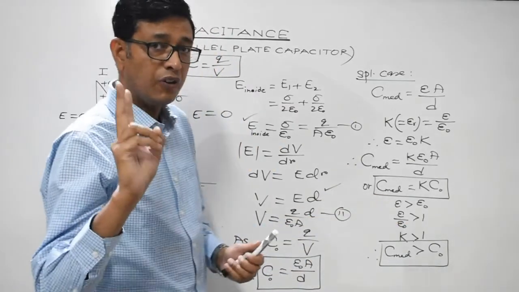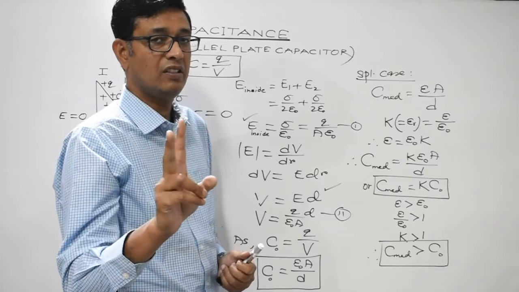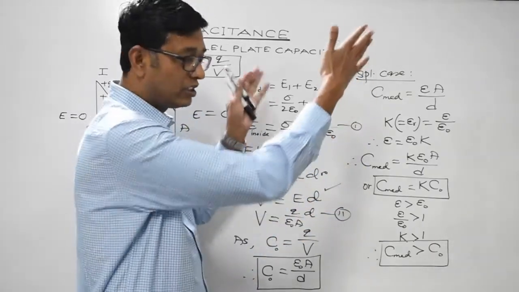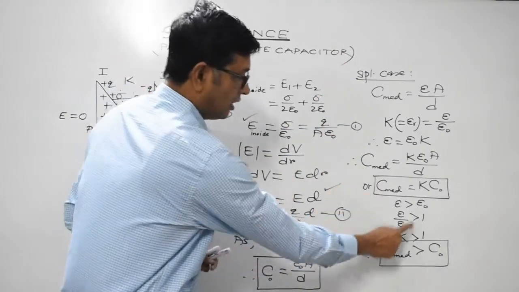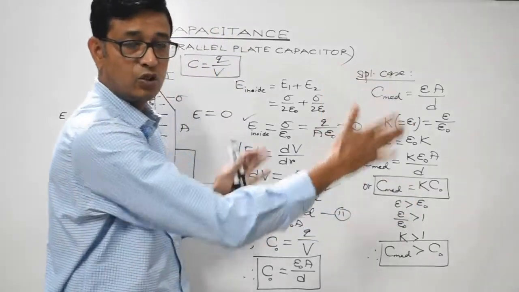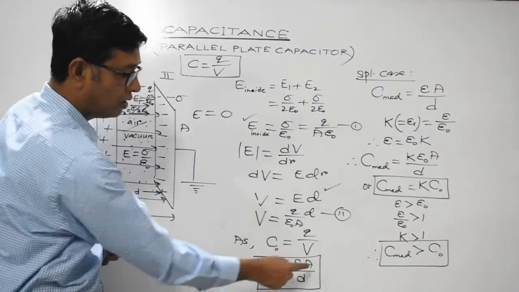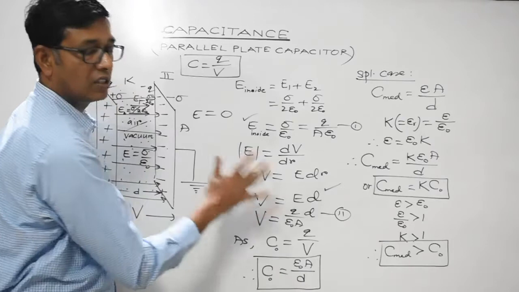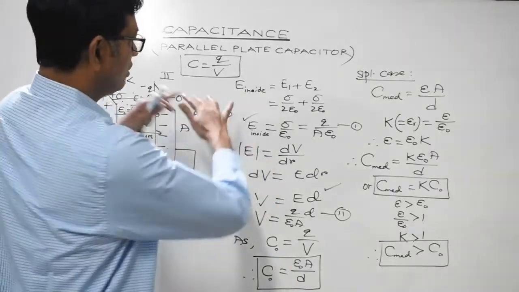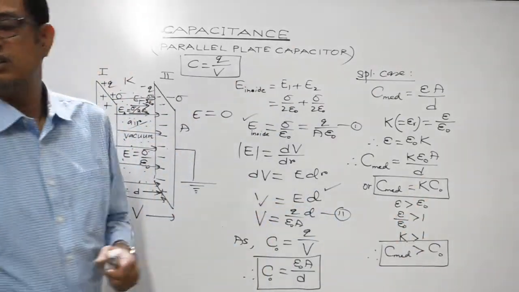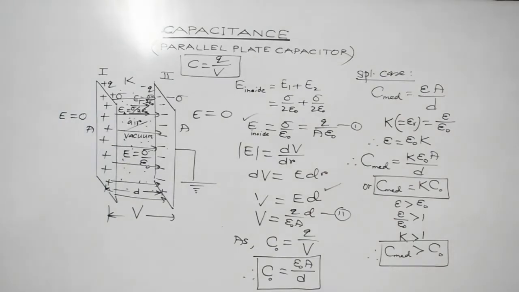So these are the two factors on which the capacitance depends. It depends upon the nature of the medium in which the two plates are placed, right? And also it depends upon the dimensions of the conductor. So this is the formula for the capacitance of a parallel plate capacitor.